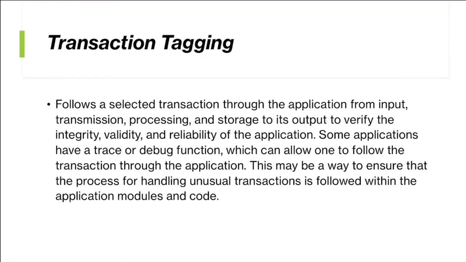Next, transaction tagging follows a selected transaction to the application from input, transmission, processing, and storage to its output to verify the integrity, validity, and reliability of the application. So some applications have a trace or debug function which can allow one to follow the transaction to the application. This may be a way to ensure that the process for handling unusual transactions is followed within the application modules and code.